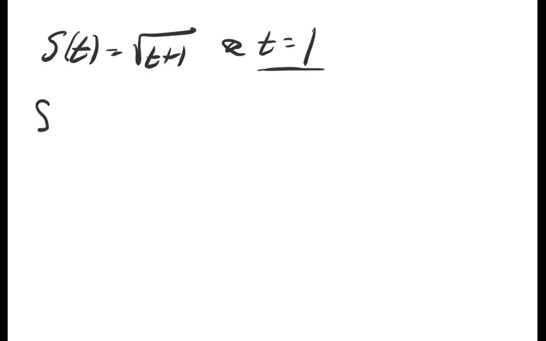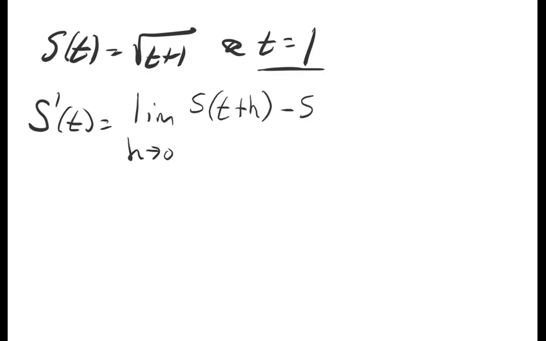So in our case, s prime of t would be the limit as h approaches 0, and I'm going to just use the same variable, of s of t plus h minus s of t over h. So it's the same formula. I'm just applying it to, instead of f of x, s of t. So that shouldn't be confusing. It's just we're having a different variable, different function name.